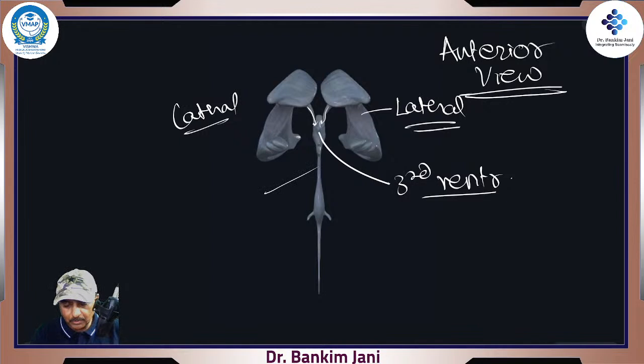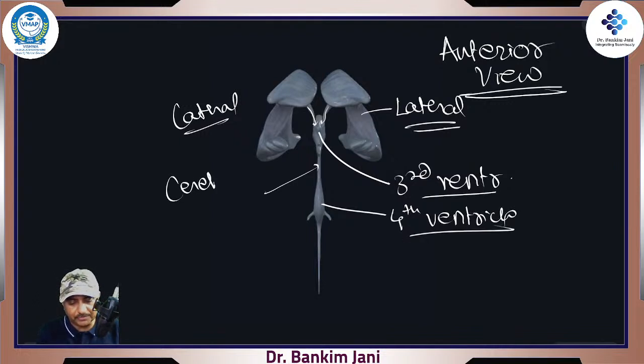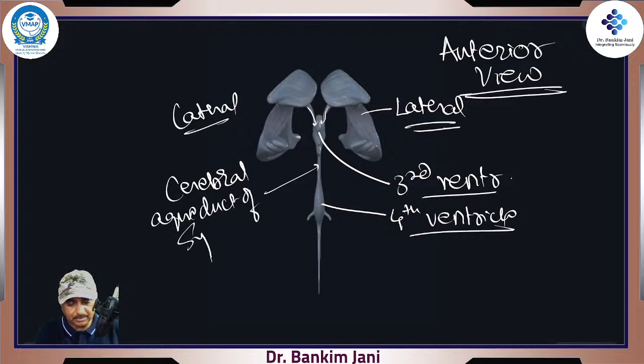And then this is what? This one would be the fourth ventricle. So this one will be the cerebral aqueduct of Sylvius. And then here, here, and here, these are the lateral foramina, and this one would be the median foramen.